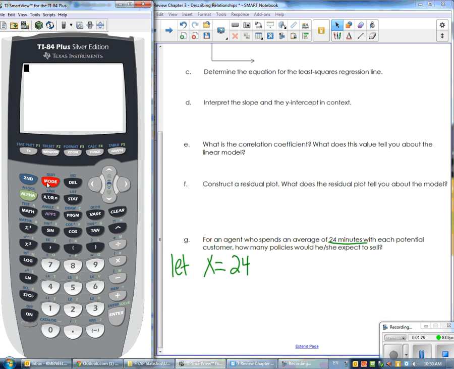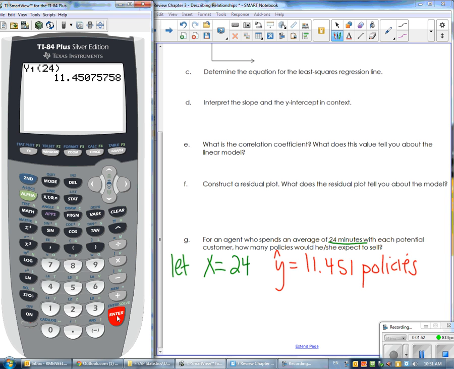But I can also use function notation. So just like we did when we were constructing the residual plot, if I go to vars, y vars, and choose the function where my equation is saved, I can basically evaluate the function at 24. And that gives me another alternative for predicting y. So I know that my y hat, remember to put a hat on it, is going to be 11.451, and that would be policies. And that's what I expect or predict from that value.